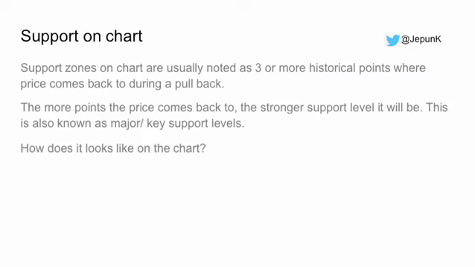Support zones on the chart are usually noted as 3 or more historical points where price comes back to during a pullback. The more points the price comes to, the stronger the support level will be. This is also known as major or key support levels. So how does this look on a chart?